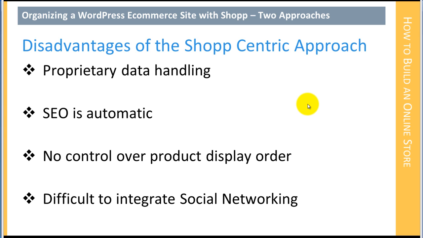Secondly, Shopp's SEO is automatic. When I say it's automatic, that sounds like a good thing, but what it really means to a Thesis veteran is that you have no control over it. It has very limited semantic URLs, and we'll talk about what a semantic URL is next week, but take it for a moment that semantic URLs are important. And you have no control over the meta title.